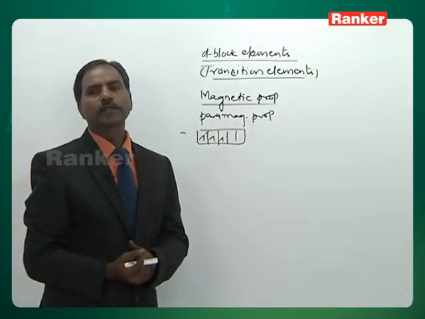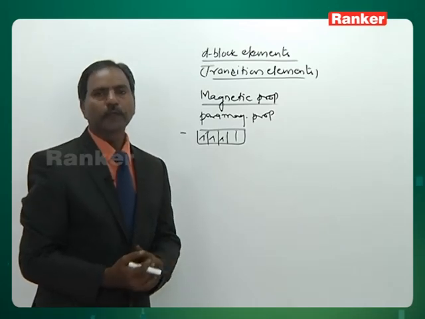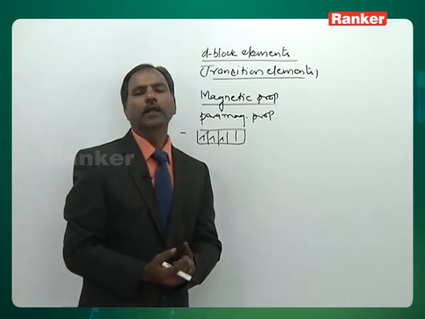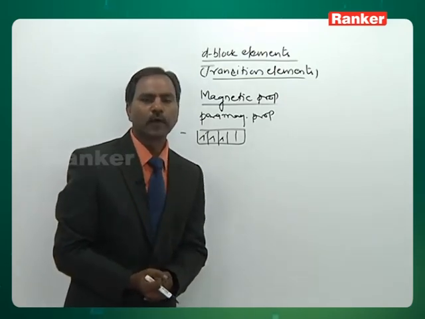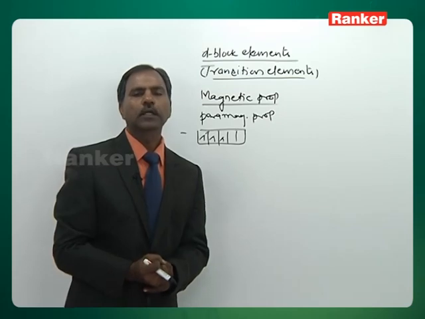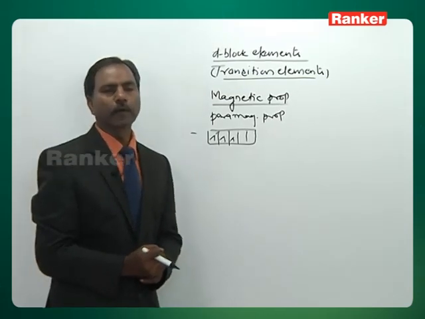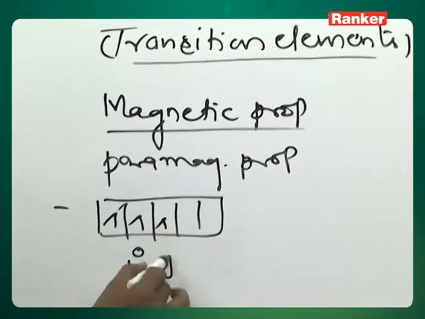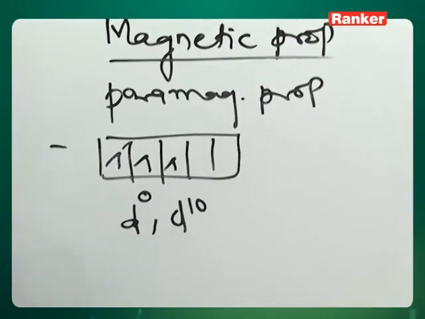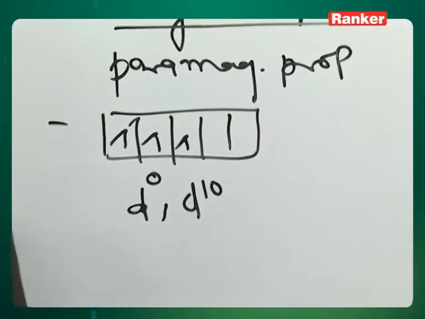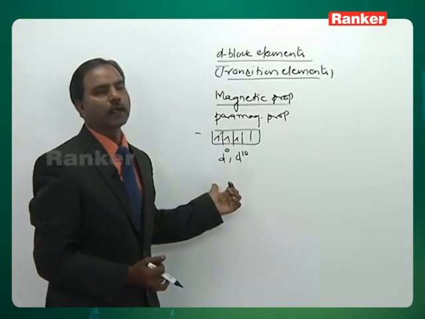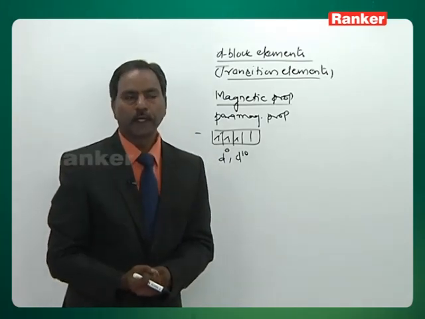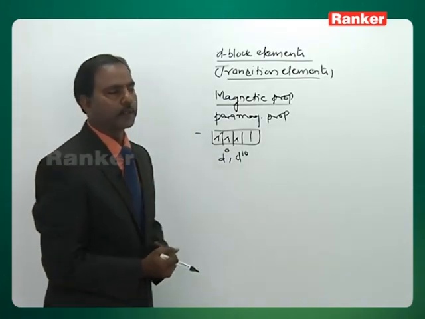You take any transition metal or d block metal and their compounds, at least they are carrying a single unpaired electron. Therefore, most of the d block elements and their compounds exhibit paramagnetic property. If you consider a d0 electronic configuration or a d10 electronic configuration, they are not carrying any unpaired electron. Therefore, they are found to be diamagnetic in nature.